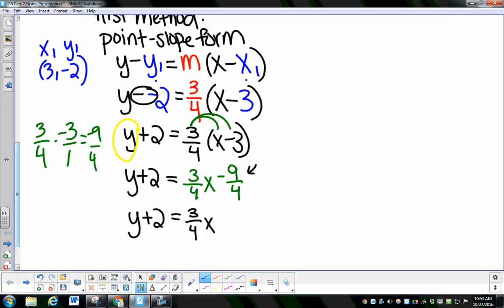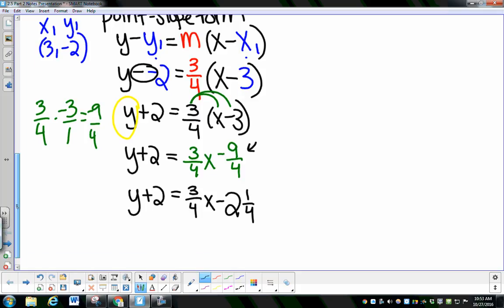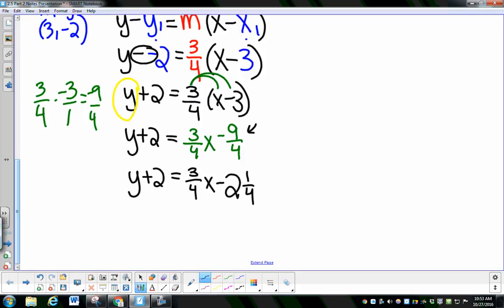But I'm going to change 9/4 into 2 and 1/4. Normally I don't like mixed numbers, but since I'm going to be subtracting 2, it's going to be easier to subtract it in my head if I can subtract it from negative 2 1/4. So let's subtract 2 from each side.